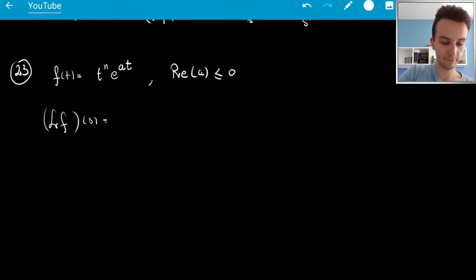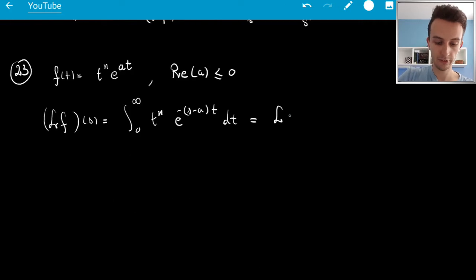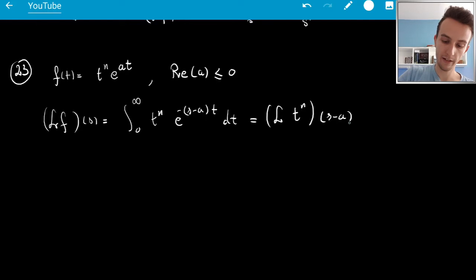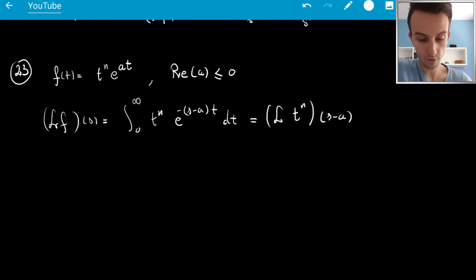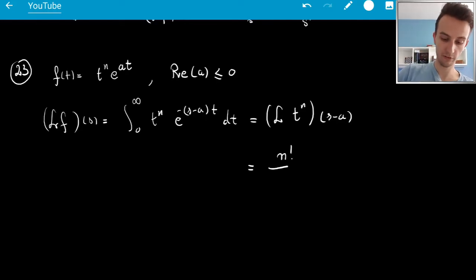So the Laplace transform of f at s will just be the integral from 0 to infinity of t to the n e to the minus (s minus a) t dt. And this is clearly just the Laplace transform of t to the n at s minus a. Okay, so this really isn't difficult at all. This just gives us n factorial over (s minus a) to the n plus 1.